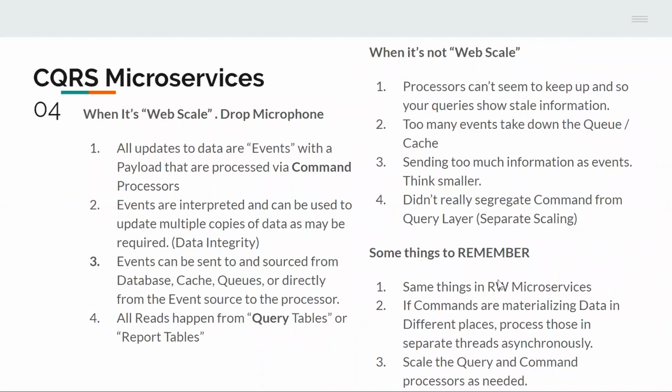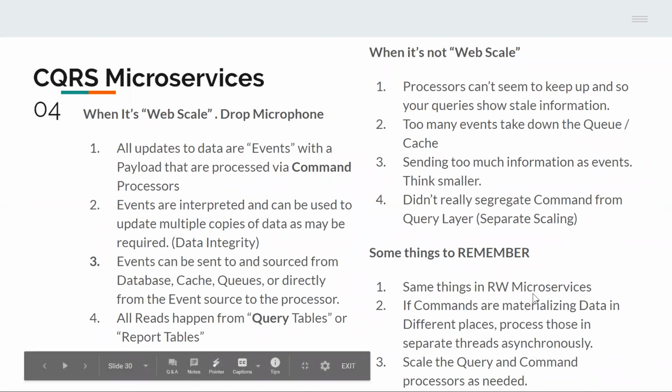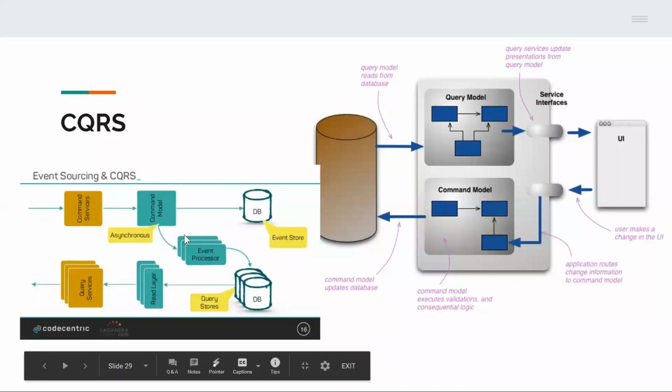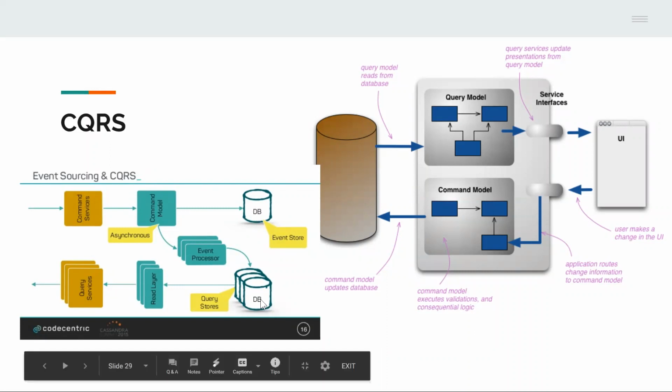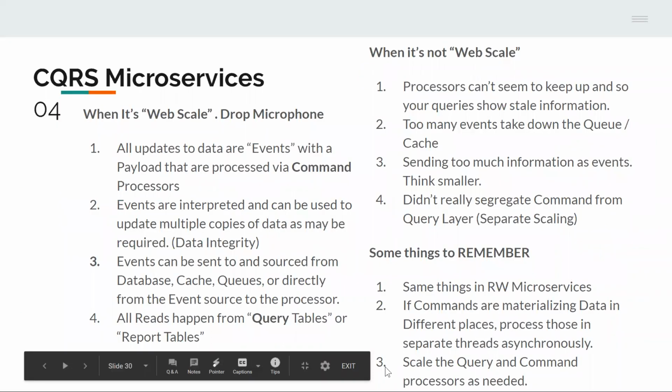Things to remember, well, the same things in read-write microservices as earlier. And if commands are materializing data in different places, process those in separate threads asynchronously. Meaning, data comes in, process this data here in one thread, process this data here in another thread. Don't have them compete for resources. And then you can scale the query and command processes as needed, as I mentioned earlier.